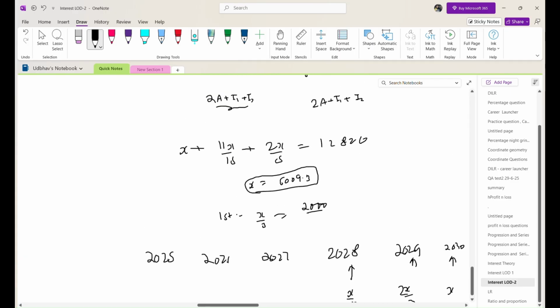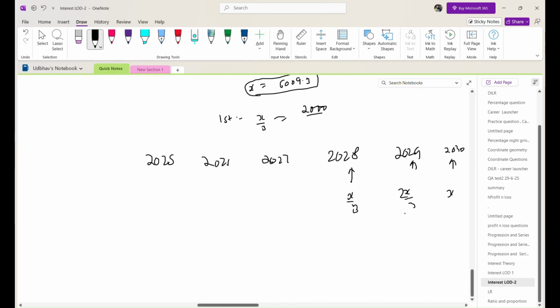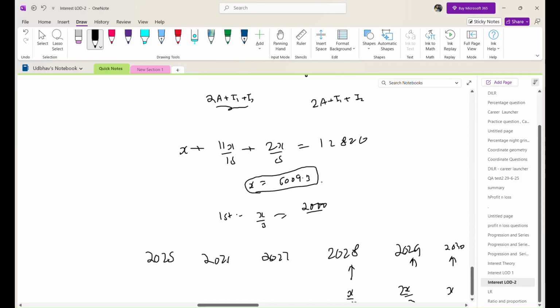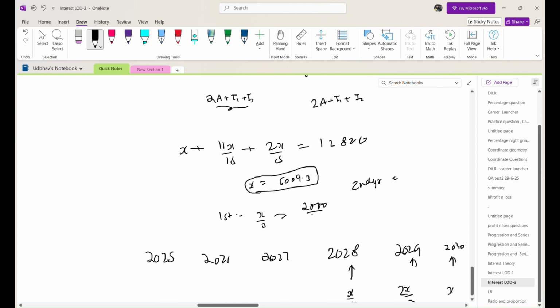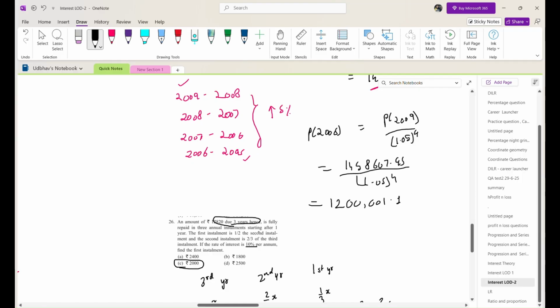And you will see, here we have to pay an amount of 2000 and at the last we have to pay an amount of 6000. But because the interest was working in our favor, we have to pay less to clear our debt. You can find the total amount. The first year installment is 2000. We can find the second year installment also. The second year installment was 2x by 3, so 2 into 6000 by 3, which is around 4000. If you add all these installments, 2000 plus 4000 plus 6000, it comes out to be around 12,000.